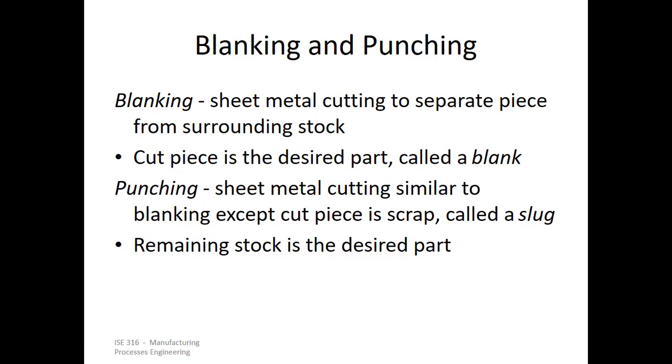And that is called a blanking process. And the part which is cut is called blank, right? The part which has actually come out of that sheet is called a blank. As for punching, the sheet metal cutting is similar to blanking, except the cut piece is scrap and called a slug, right? So the cut piece is scrap, but what is remaining after the cut piece is the desired part. Remaining stock is the desired part, right?